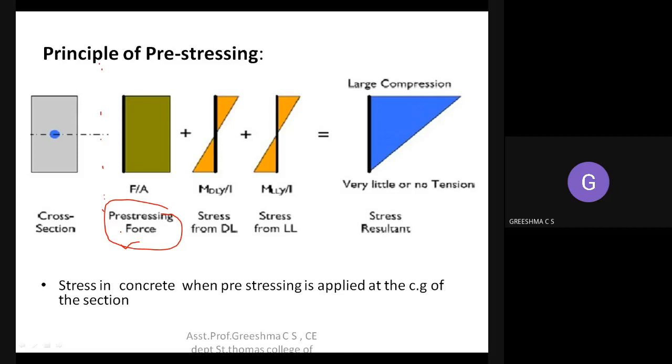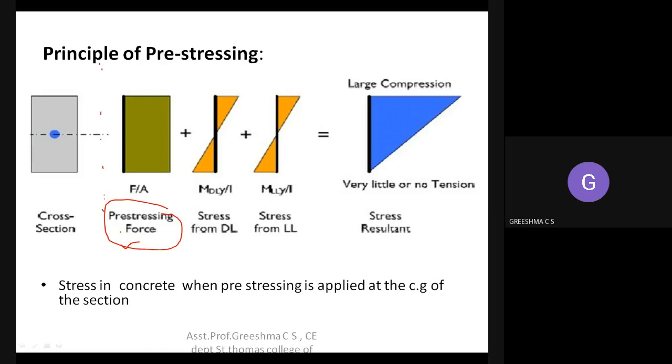Pre-stressing means first you are applying stress on the steel bars. First you are stretching it, after that you are releasing it. That is the pre-stressing force. Because of that pre-stressing force, a stress will be introduced into the section.